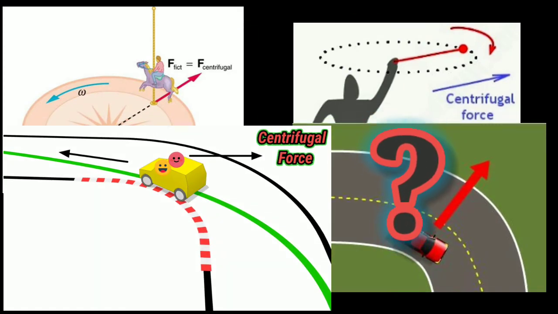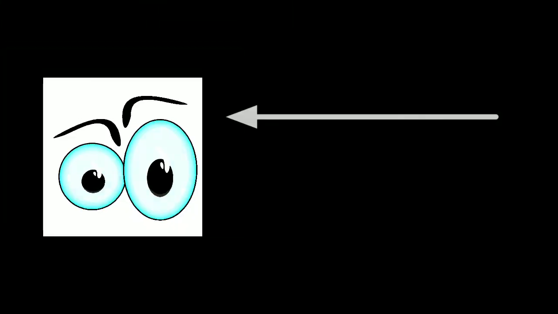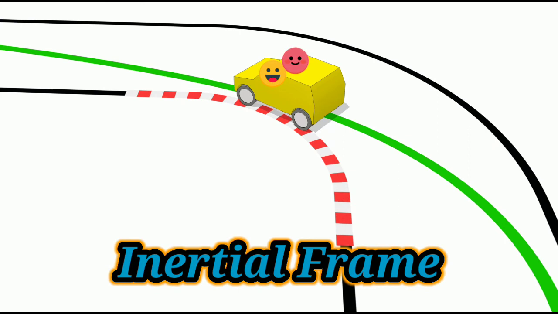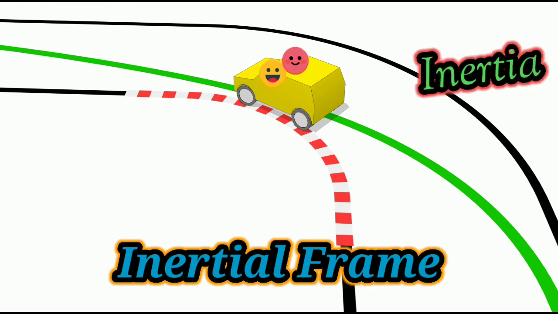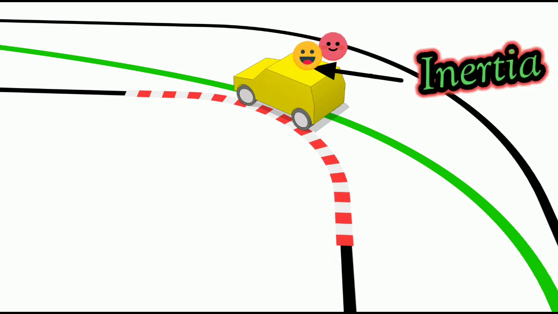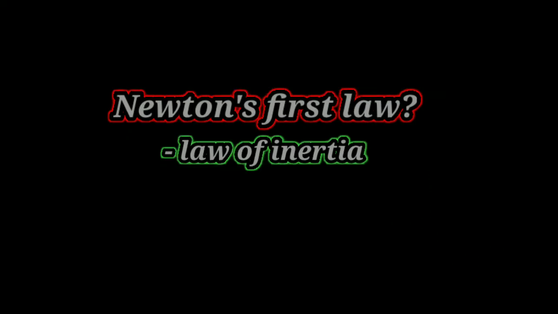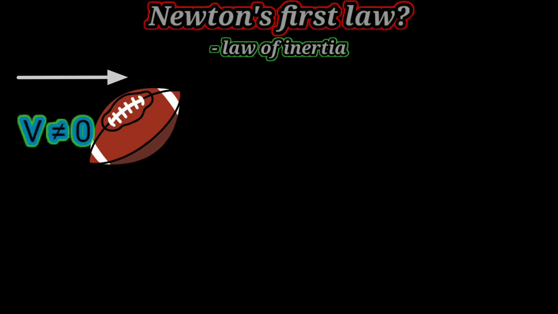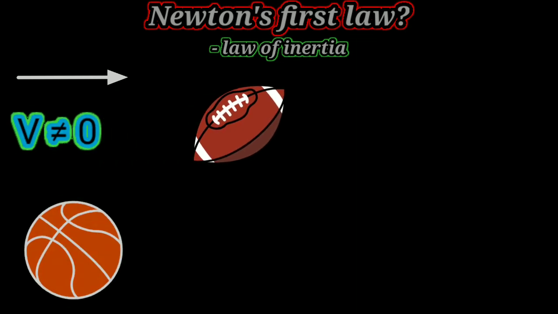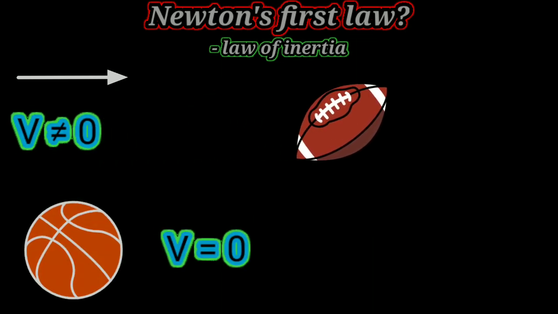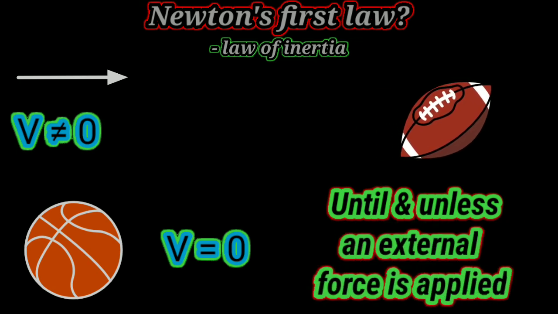In order to understand that force, we need to go back and observe things from the inertial frame. Observing the first example from the inertial frame, we get to know that it's just the inertia of those people which is causing them to move towards the right. Do you remember Newton's first law? The law of inertia, which states that if a body is in motion, it continues to be in motion, and if a body is at rest, it continues to be at rest until and unless an external force is applied.